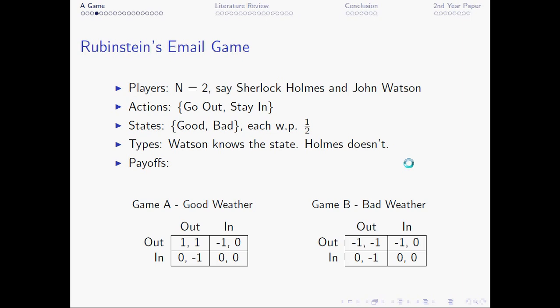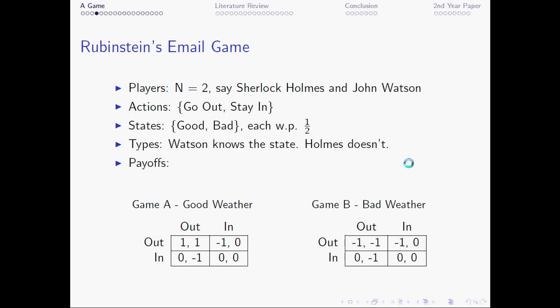So the game: there are two players, to make it more interesting, Sherlock Holmes and John Watson. There are two actions, going out or staying in. I mean, going out is really going out of the house, each one of them. And the state is either good or bad, each with probability a half. So the types are, John Watson would know the state, but Sherlock Holmes doesn't know the state.